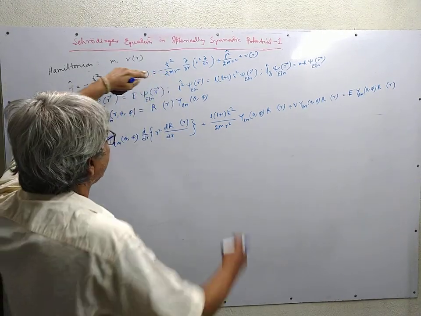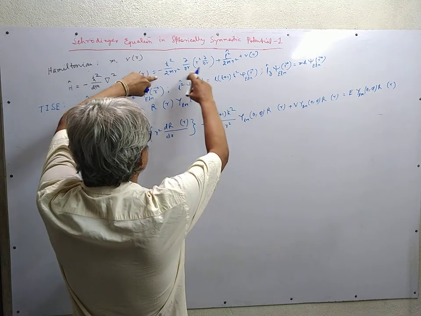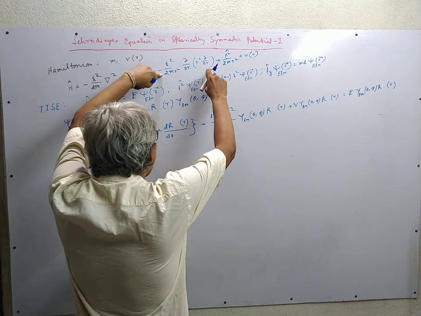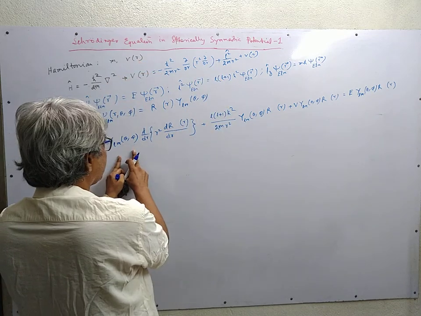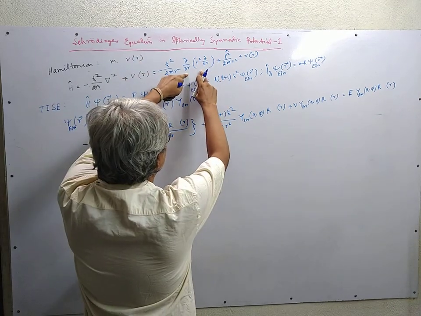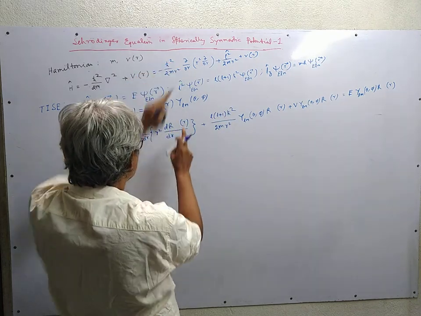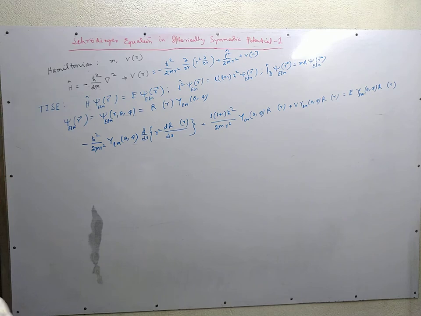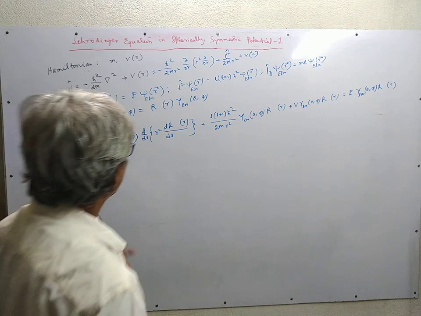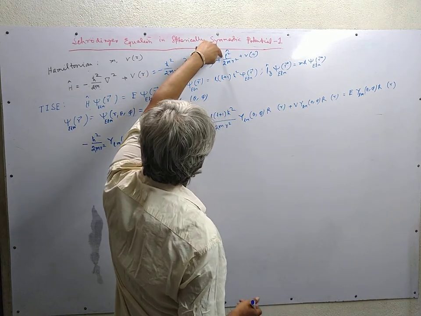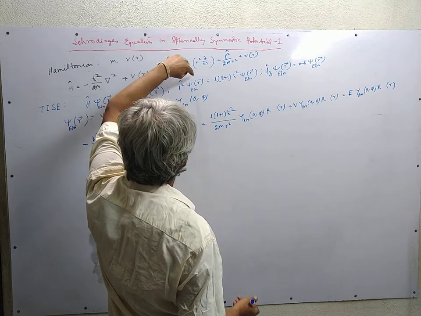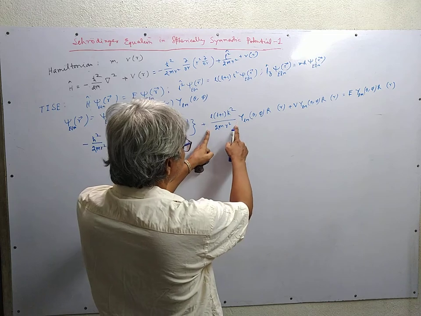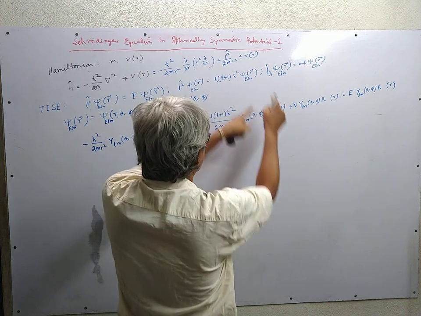First thing is that this radial differential operator does not operate on Y_lm, so Y_lm is taken out. So this operates only on the radial part, that is on R. So it is R, and there is no need of writing partial derivative anymore. Then this L square operates on the angular part and yields this value. So this is this, and this is the total part.